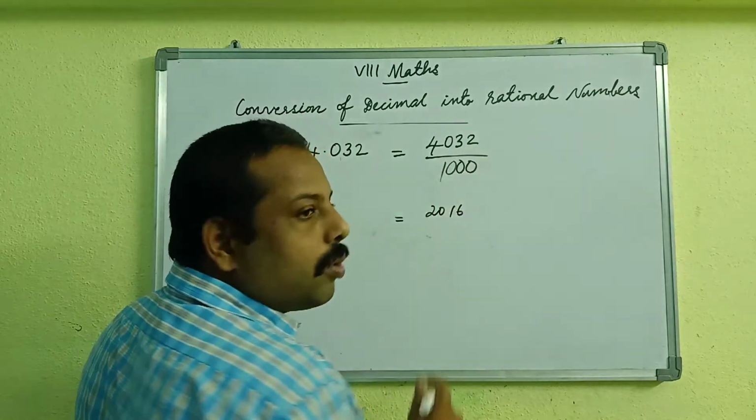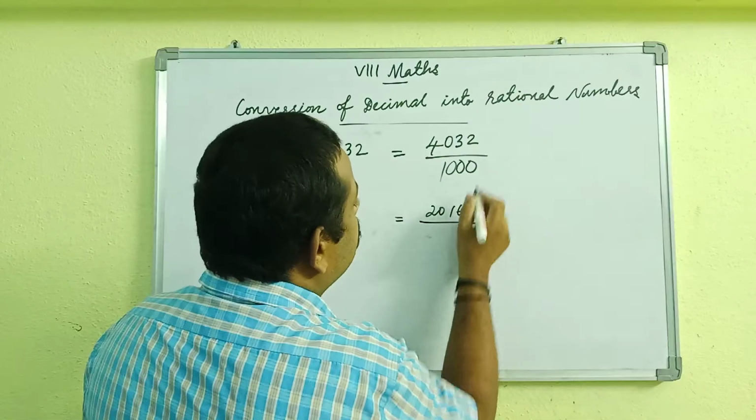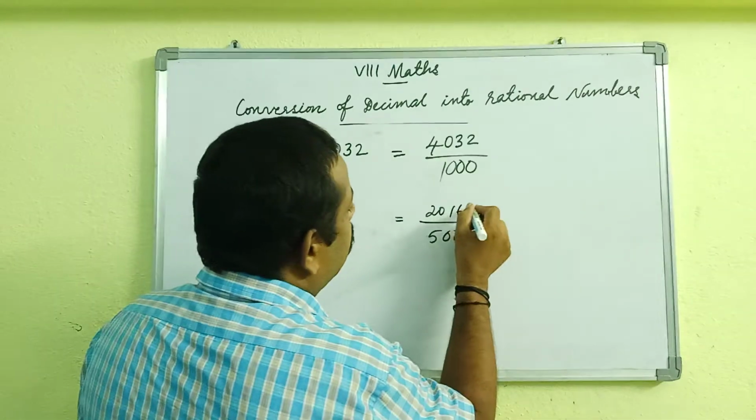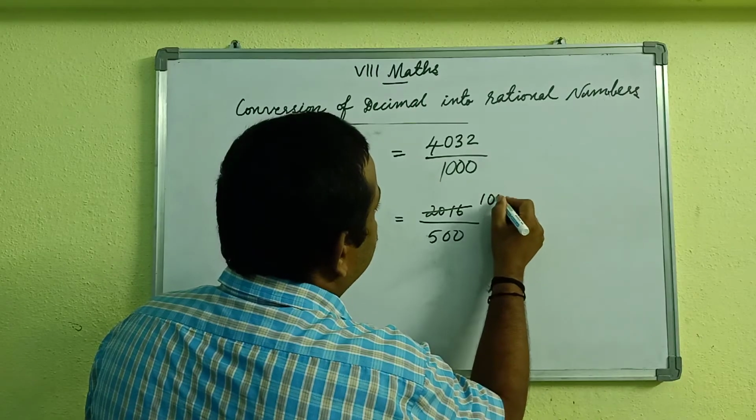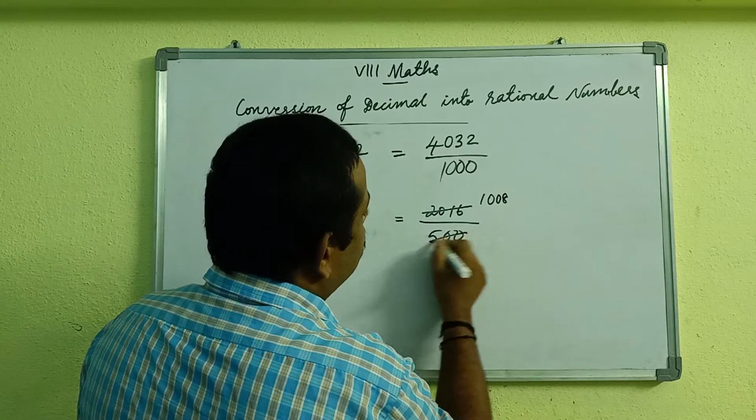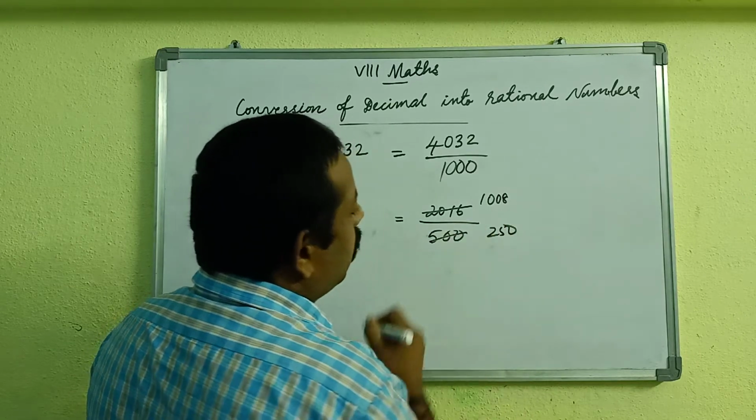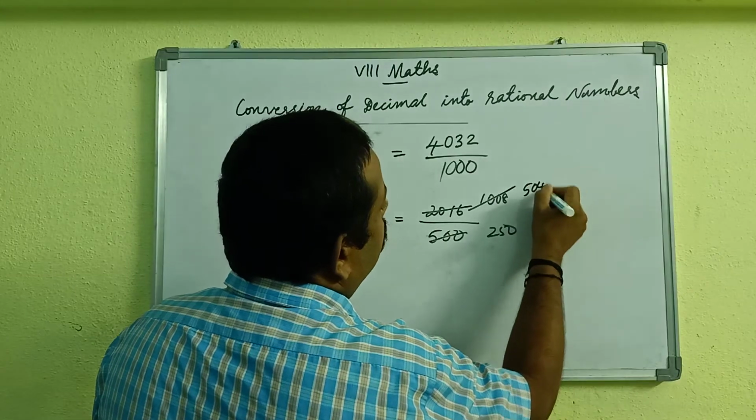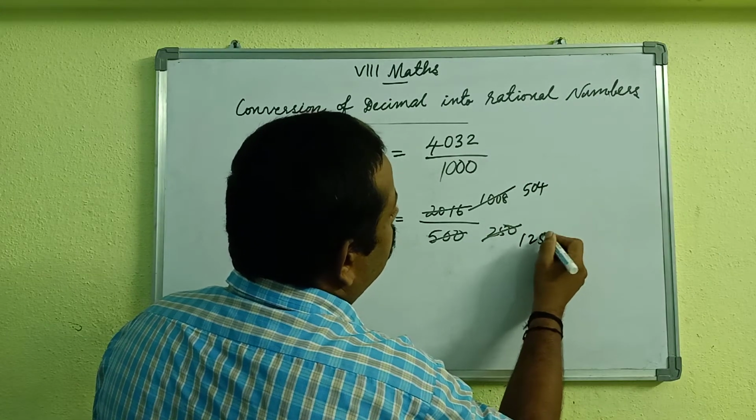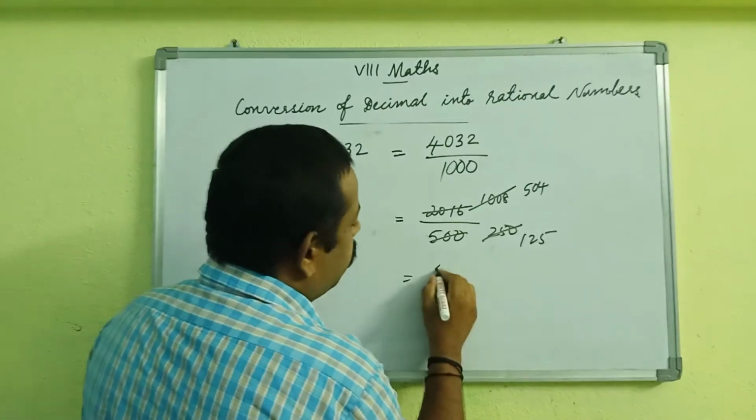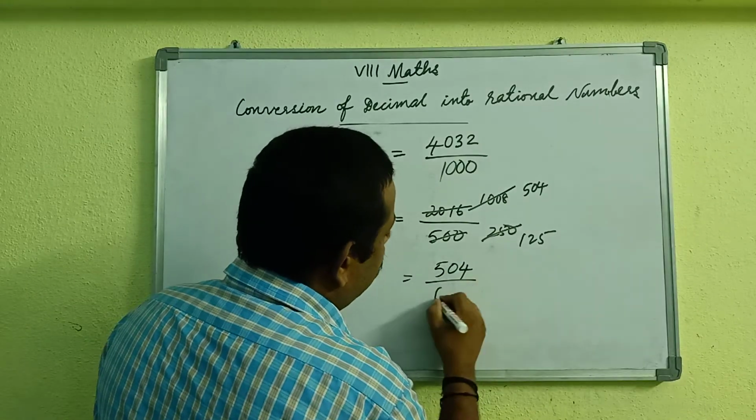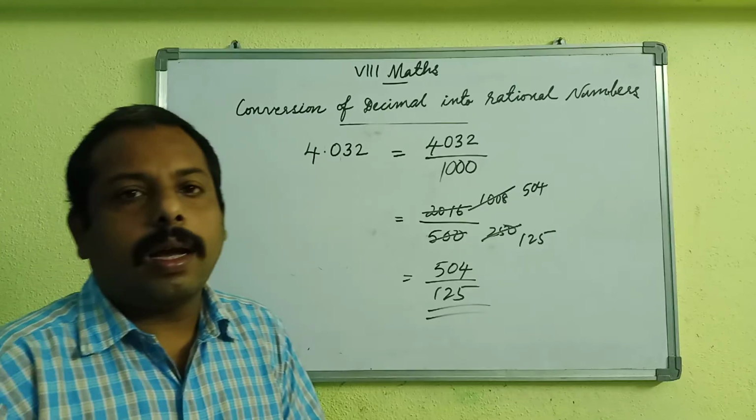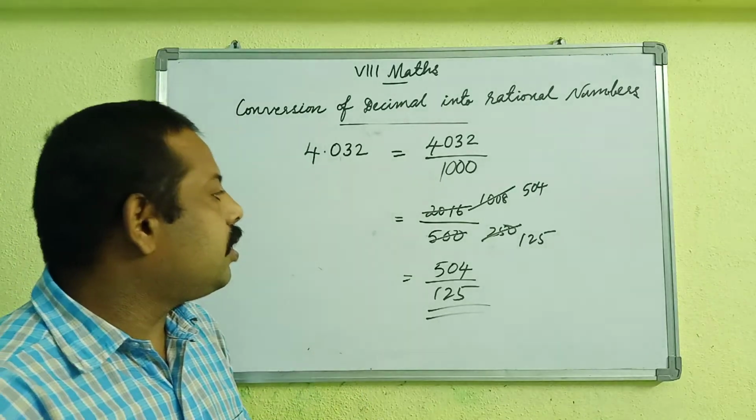2016 into 2 will be 4032. 1000 by 2, 500. You can divide by 2 again. When you divide by 2, 1008, here you will get 250. Again you can divide by 2. 504 divided by 2, 125. So 504 divided by 125 is the answer for this question.